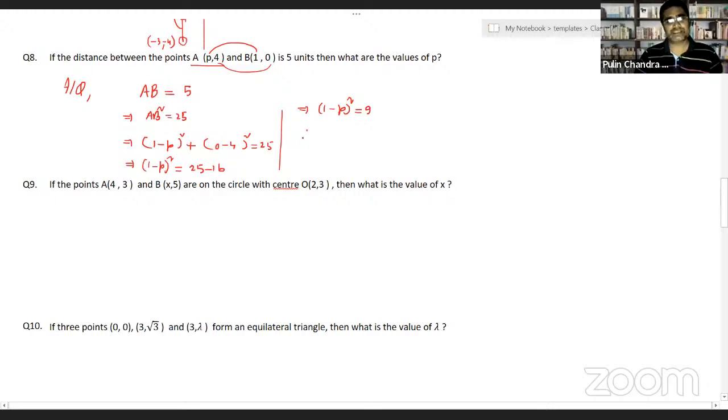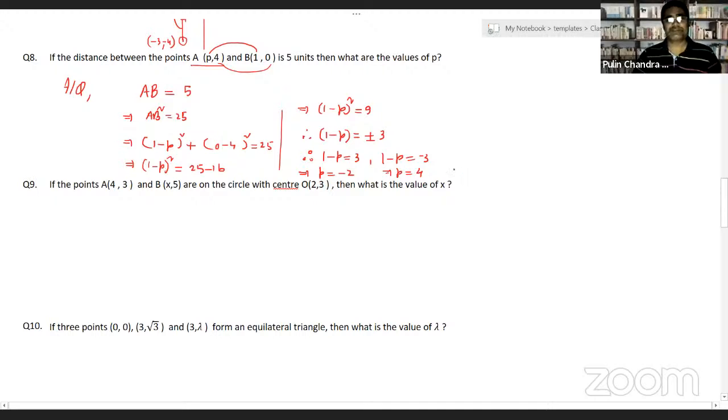So now you take the square root. So 1 minus P, if you take the square root, will be plus or minus 3. अच्छा, प्लस और माइनस 3 का मतलब क्या हुआ? एक बार आप प्लस लेंगे और दूसरे बार आप माइनस लेंगे. सो 2 मिलेगा P का वैल्यू. एक हो जा रहा है आपका -2 और यहां से P का वैल्यू हो जा रहा है आपका 4.